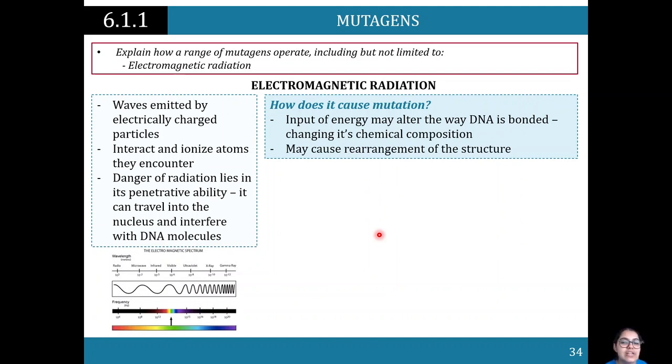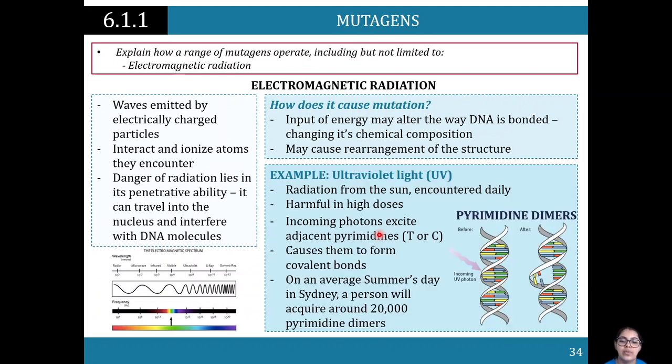And how does it actually cause mutation? Once it penetrates in, there's a lot of energy input, which may alter the way that the DNA is bonded, and it can change the chemical composition of the DNA as well. It can also lead to the rearrangement of the structure. So here we are, there are examples.